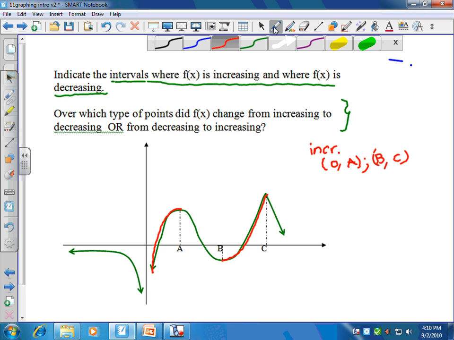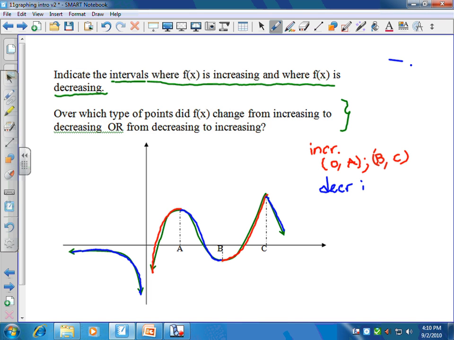Over the remaining intervals, the function is decreasing. Like over here, you go from left to right, it's decreasing. Then over here, it's decreasing, and over the last interval is decreasing. So those intervals are negative infinity to 0. Again, we give them over the x-axis. From A to B, and also from C to infinity. The function is decreasing.